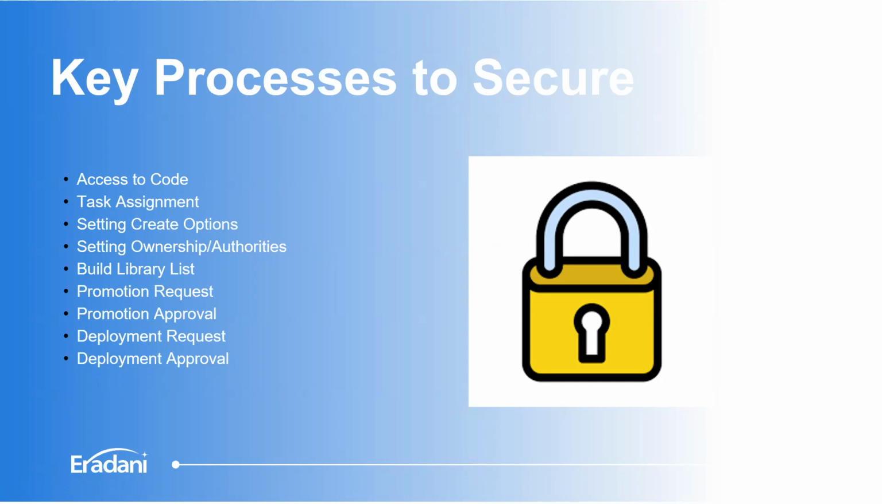You want to make sure that they can't just get in and change create options or change the ownership of things as they're moving into the production environment. You want to make sure, as I talked about before, that you control that build library list, that you have some sort of a request and approval process, at least for production, so that you know that there's an appropriate separation of duties. And the same thing if you're going to be deploying to other machines.